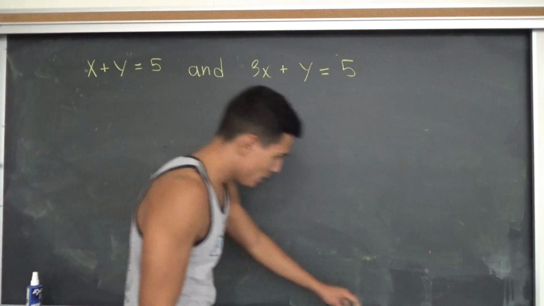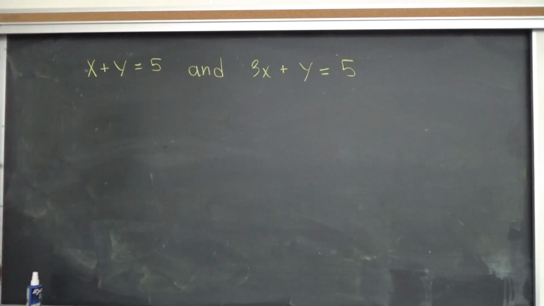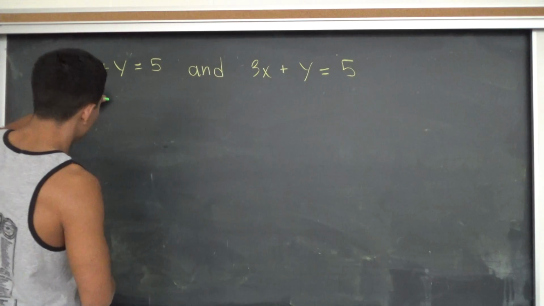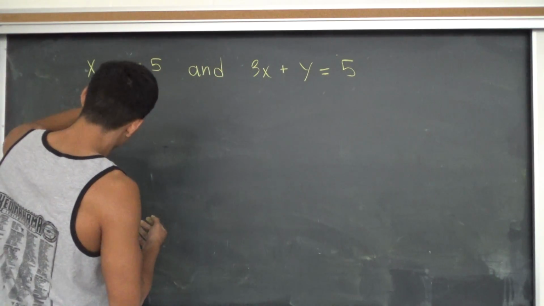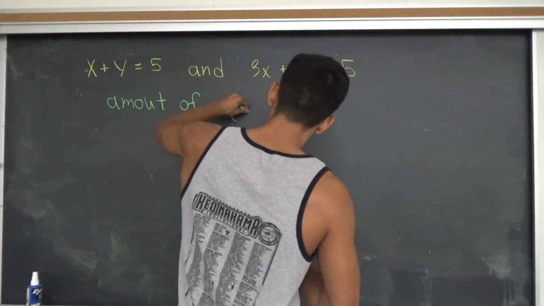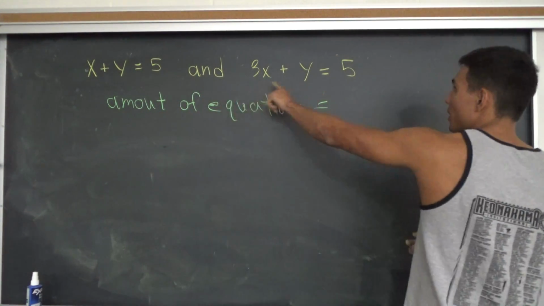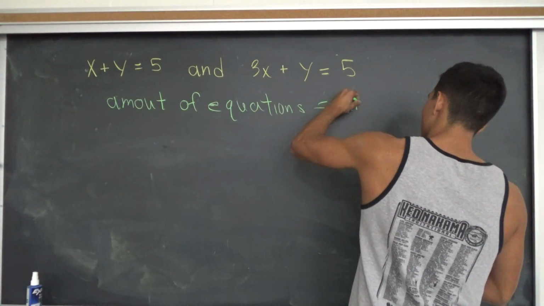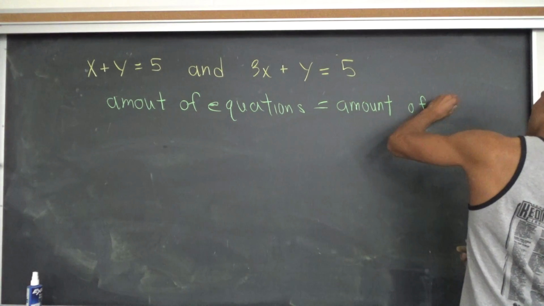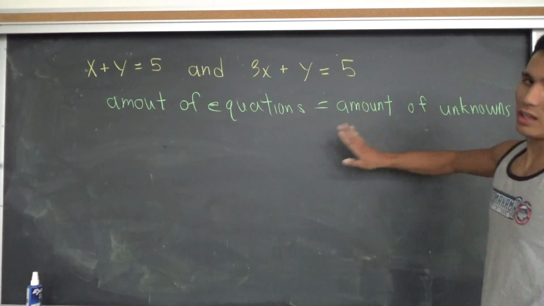Okay, so you want to find what x and y is. You're given two equations. So to solve this, you always need to make sure that the amount of equations is equal to what? The amount of variables. Or let's call them unknowns. The amount of equations equals the amount of unknowns. This has to be true.